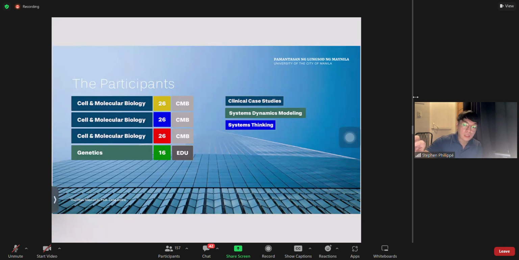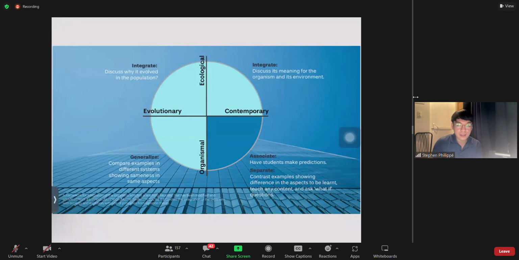So these three concepts, clinical case studies, system dynamics modeling, and systems thinking, are the ones that I will be measuring after introducing this intervention. How could they become more of a systems thinking modeler than the traditional one? So we're seeing here the different perspectives of integration of the organism. We will not just see how the organism works. We could see its evolutionary, ecological, and contemporary aspects.